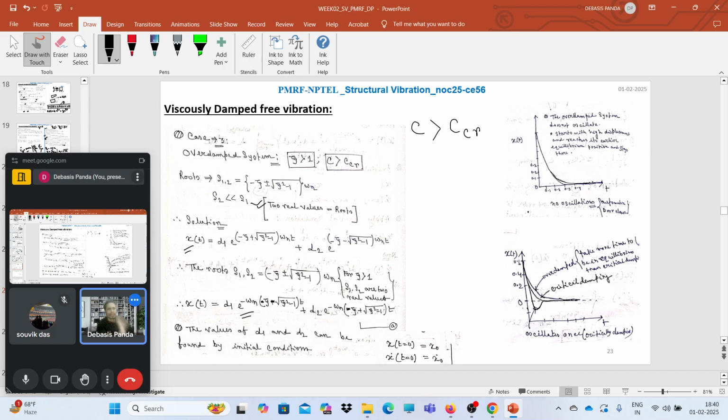But some phenomena: say we have two systems, a critically damped system and an overdamped system, which will reach the equilibrium faster? Obviously, the critically damped system will reach the equilibrium faster. So this is the critically damped system.